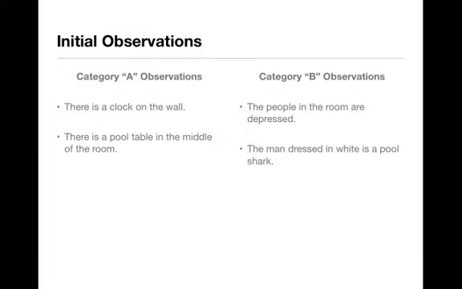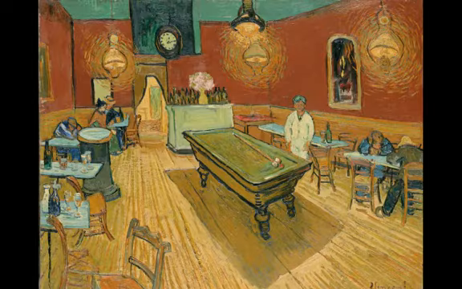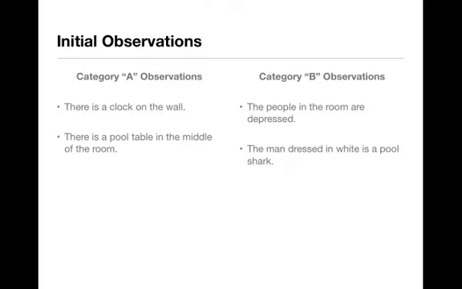The first thing that you need to do is to take that list of 30 facts and divide them up between the two types of observations. In this case, we are using two categories. We haven't labeled them yet, but in category A, I'm saying that there's a clock on the wall and that there's a pool table in the middle of the room. I'm going to flip back, and you can clearly see the clock in the top left and the pool table, which is in the dominant position in the center of the painting.